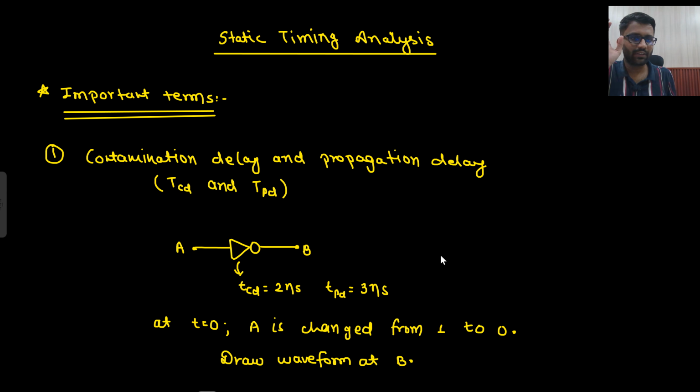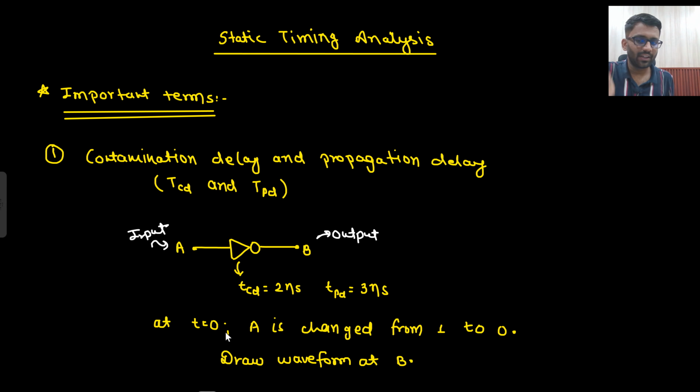In some easy interviews they will ask you what is the meaning of contamination delay and propagation delay. So better than writing down the definition, we will understand it by an example. This is an inverter, input is A, this is the output B. Contamination delay is given as 2 nanosecond and propagation delay is given as 3 nanosecond.